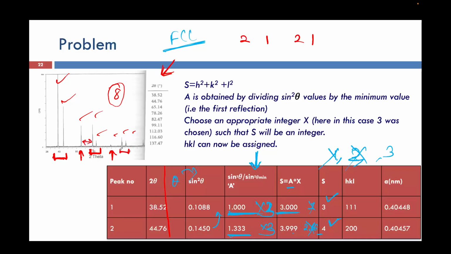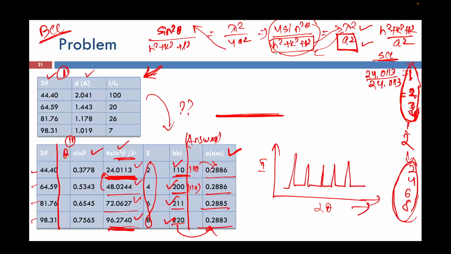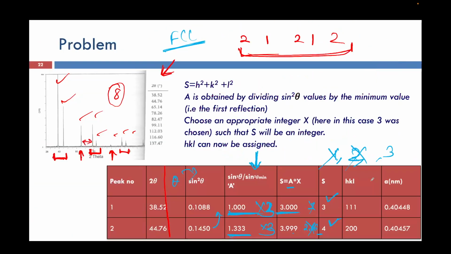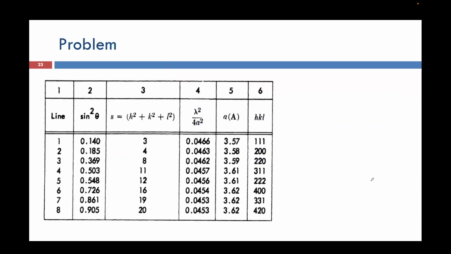These 2 peaks are together. So in 2-1-2-1-2, in this manner the peaks will be coming. Here also, if you can notice, 3-4 they are together, 8 is alone, 11-12 they are together, then the next term will be alone. So that is how you have to see whether the peak which is coming is an FCC, BCC or any other crystal system.